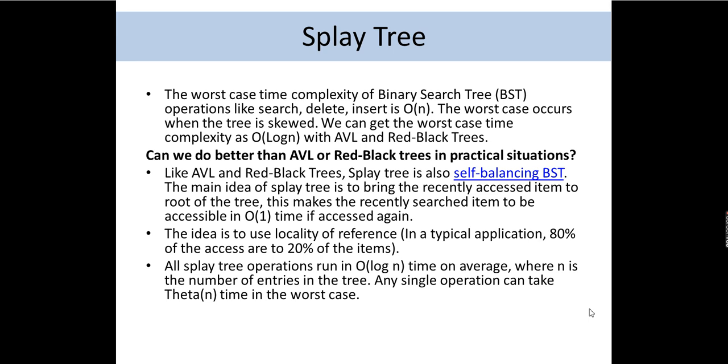So can we do better? Can we do something better than AVL and red black trees? Yes, there is a solution. The solution is splay trees. These splay trees are self-balancing trees. The main idea of a splay tree is to bring the recently accessed item to the root of the tree. This makes the recently searched item accessible in big O of one time if accessed again.